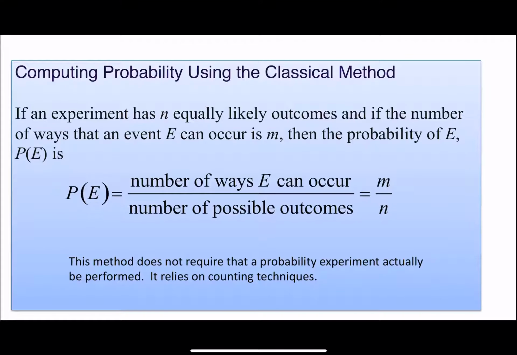Okay, so here's my classical method. I'm going to go back to rolling dice because that's where my brain is right now. So if an event has equally likely outcomes, then the probability of E is like this. So let's say the probability of rolling an even number.